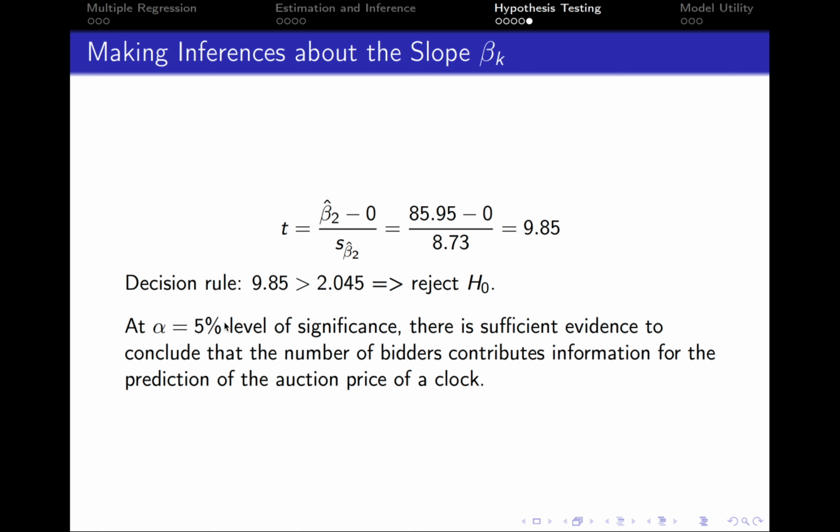At a 5% level of significance, there is sufficient evidence to conclude that the number of bidders contributes information for the prediction of the auction price of a clock. So we can say that there is a statistically significant relationship between the dependent variable, which is auction price, and the independent variable, which is the number of bidders.